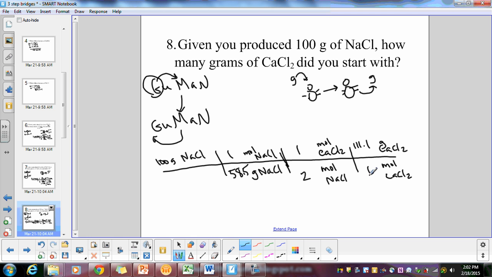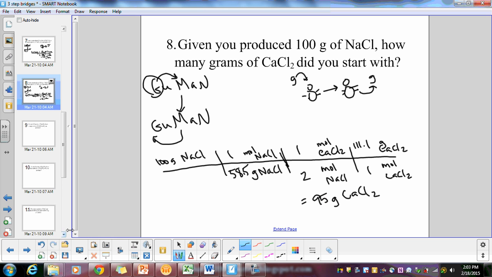And I get 94.957. So 94, 95, if I round that, grams of CaCl2. Again, we're not worried about sig figs, so you can round or you can not round. Either one is fine.